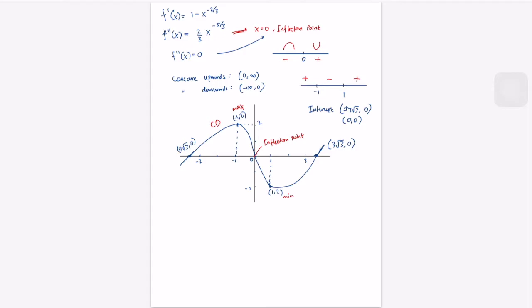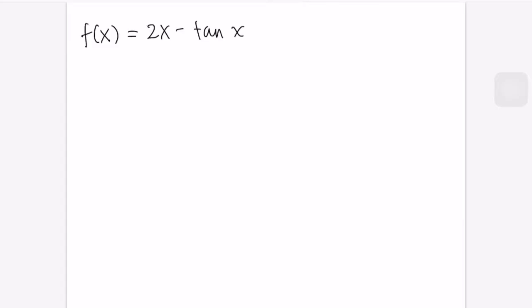Okay, let me try another function. Let me give you a trigonometric function. Let's say we have the function 2x minus tangent x. All right, we can check. You can try first, and maybe let me give you the domain we are going to have. So of course this will be our domain.